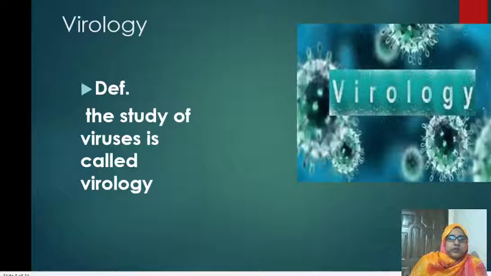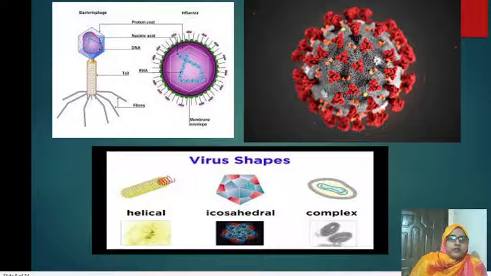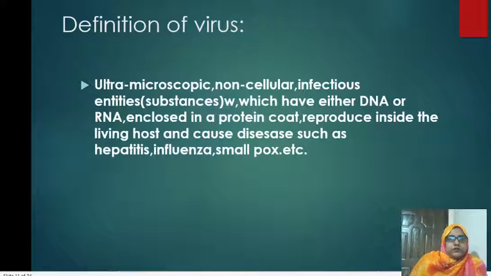Then we studied virology, which is basically the study of viruses. Three basic shapes: helical, icosahedral, and complex. The fourth one is prolate. Basically, if the icosahedral shape is present in bacteriophages, then it is called prolate shape. We haven't discussed it here because it's a simple definition: if the icosahedral shape of a virus is present in the bacteria, then they are specifically called prolate. They are ultramicroscopic, non-cellular, infectious entities. They reproduce inside the living host only and cause diseases.